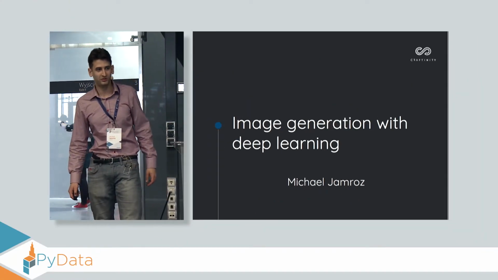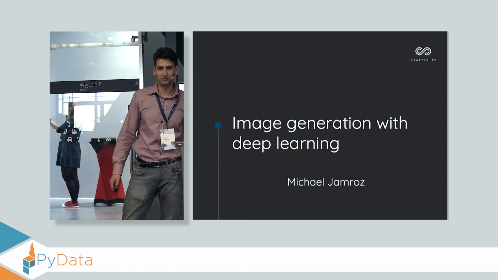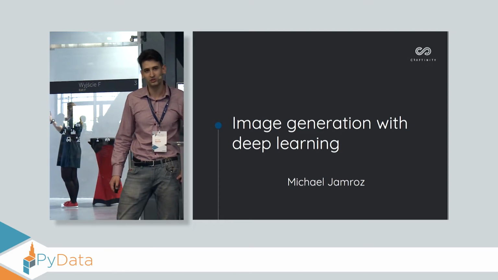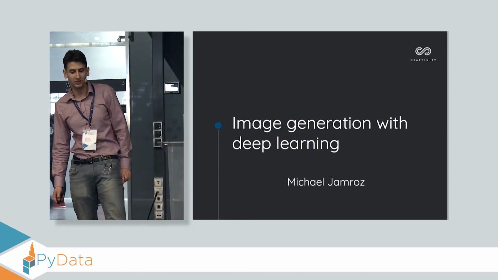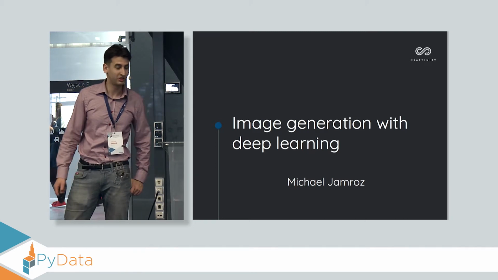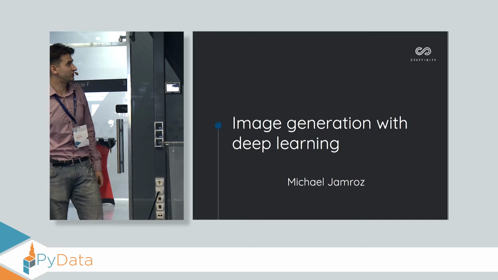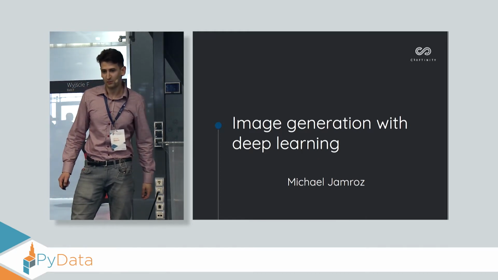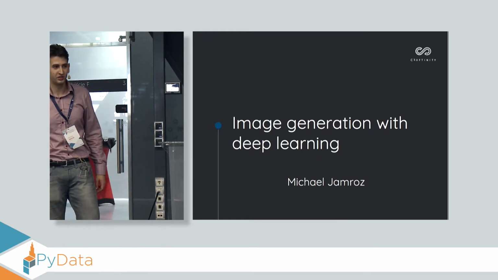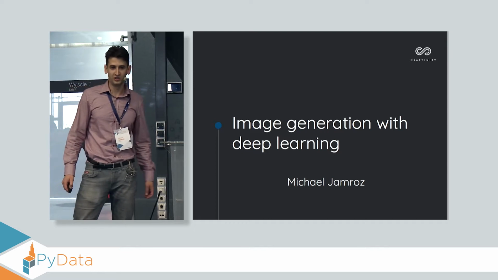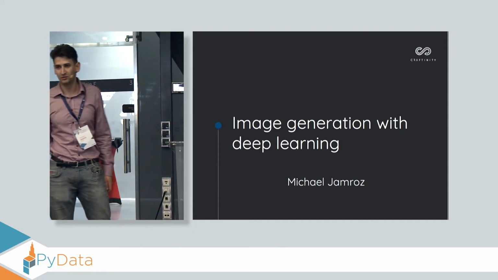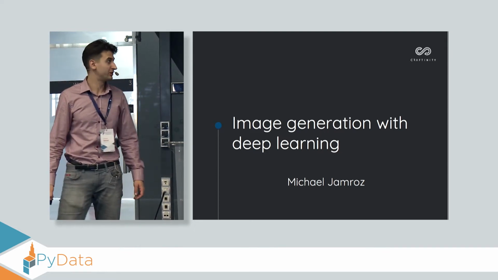So my name is Michał Jamroż. I'm one of the co-founders of deep learning startup Craftinity from Krakow. I'm also a PhD student at AGH University in Krakow. So today I'm gonna talk about image generation with deep learning techniques. And because the models which generate images are called generative models, the talk is gonna mainly be about deep generative models.